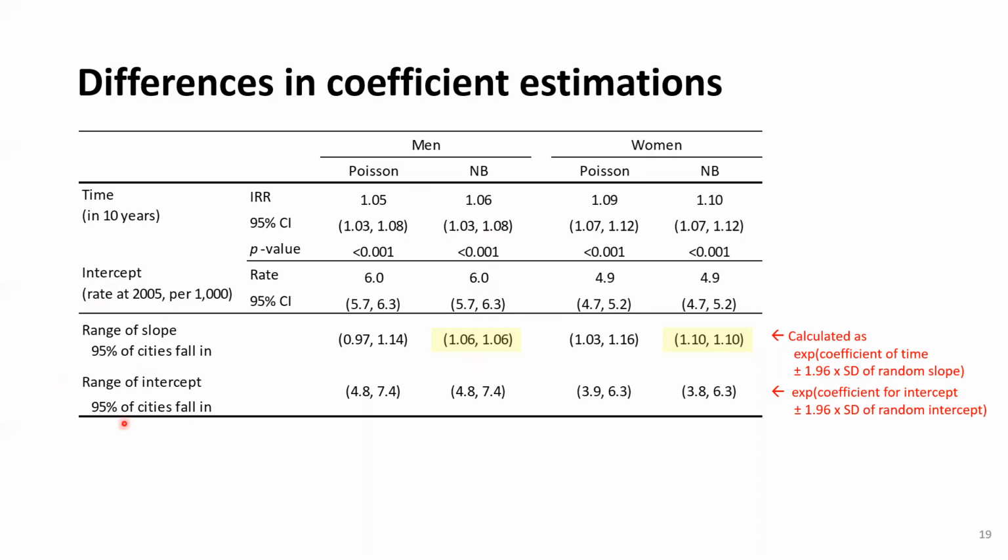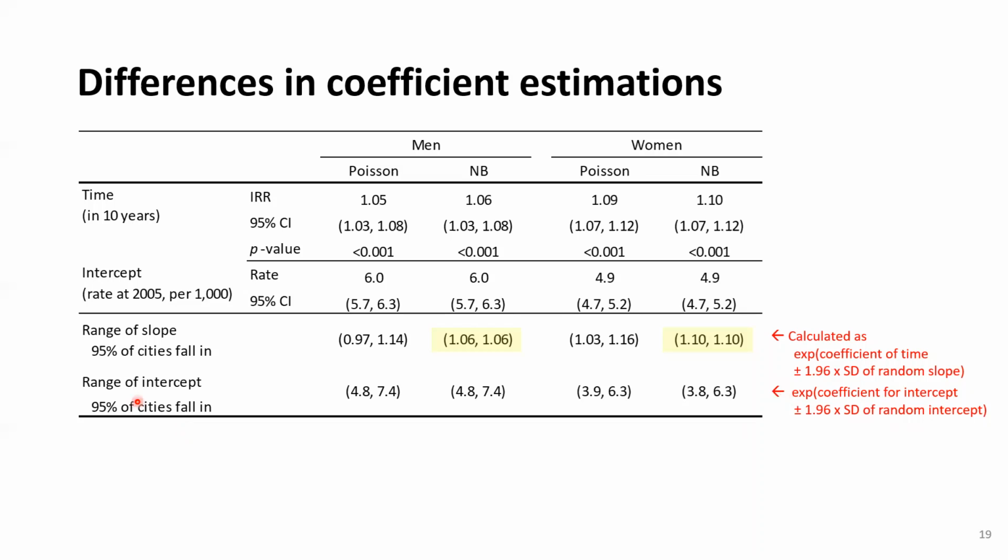where 95% of cities fall in. How do I calculate it? It's given by this equation: the exponentiated quantity, this quantity, and this quantity. What is it? The coefficient for the intercept plus or minus 1.96 times the standard deviation of the random intercept. And from this one, I calculated this one.